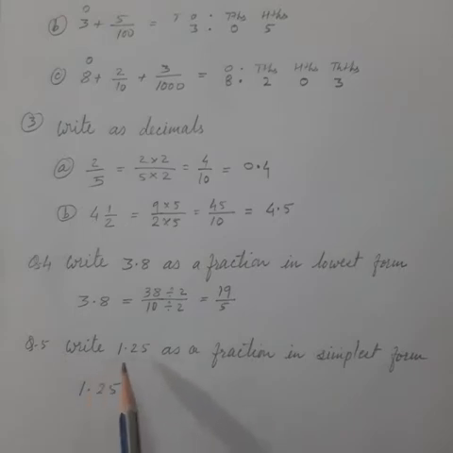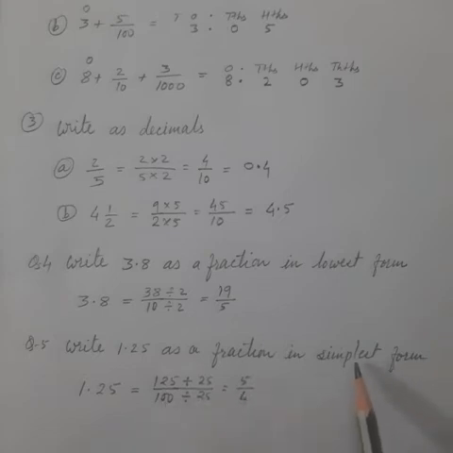Question 5. Write 1.25 as a fraction in simplest form. 1.25. There are 2 digits after decimal point. So the fraction is 125 hundredths. Now bring the fraction into simplest form. Divide both numerator and denominator by their HCF. Here HCF is 25. 25 5s are 125 and 25 4s are 100. So the required simplest form is 5 by 4.